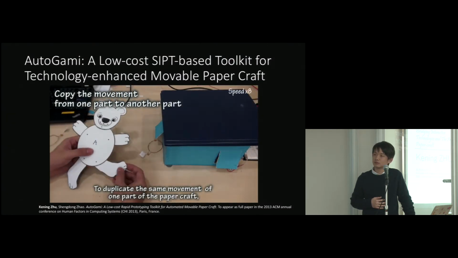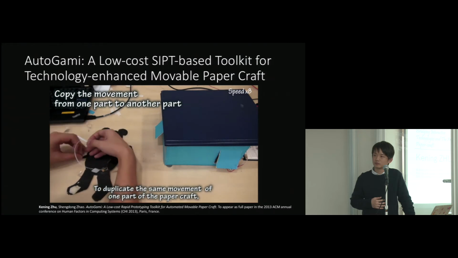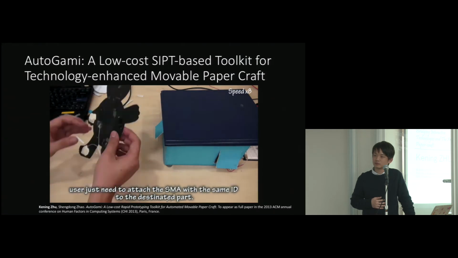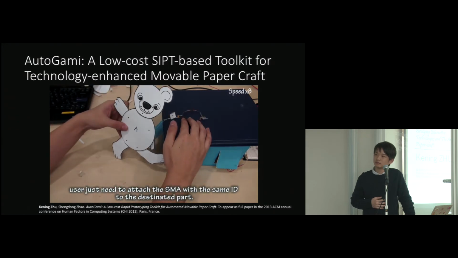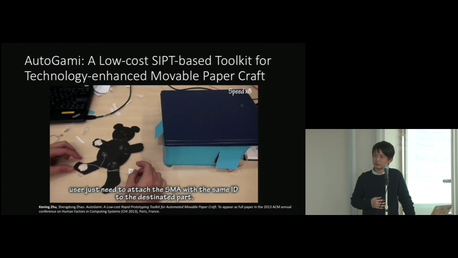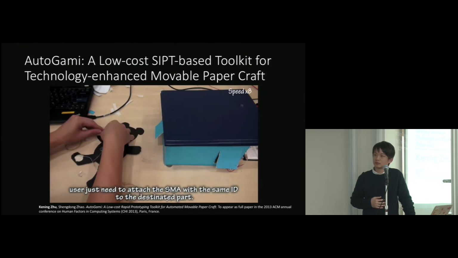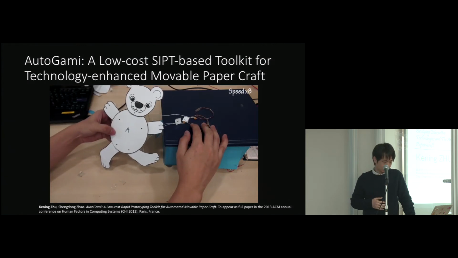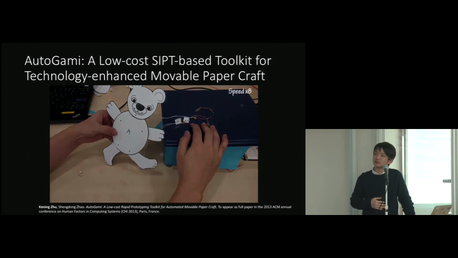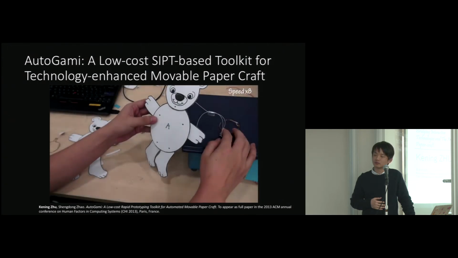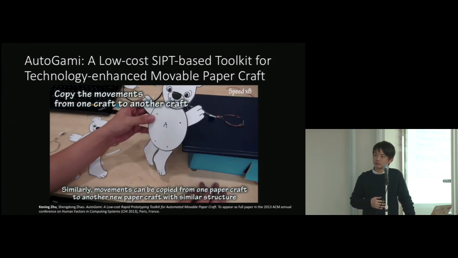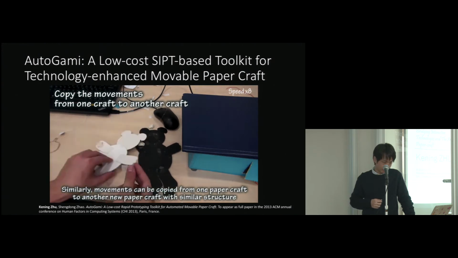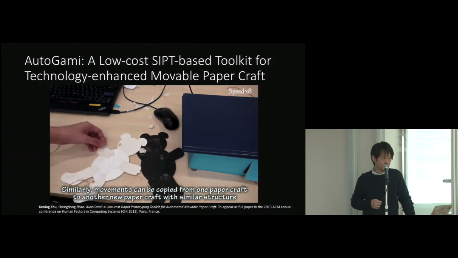To duplicate the same movement of one part of the paper craft, user just needs to attach the SMA with the same ID to the destinated part. Similarly, movements can be copied from one paper craft to another new paper craft with similar structure.